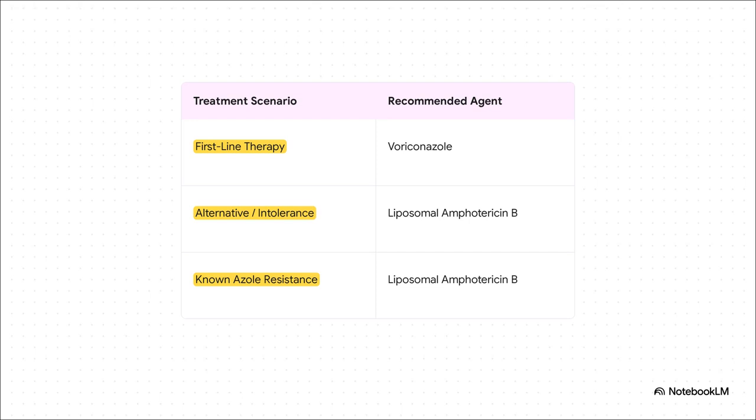That's your first line. But if a patient can't tolerate azoles, or, and this is the big one, if you know you're dealing with an azole-resistant strain, you have to switch. The go-to agent in that case is liposomal amphotericin B. And let me be clear, this isn't just a suggestion. That switch is mandatory if you want to effectively treat the infection.